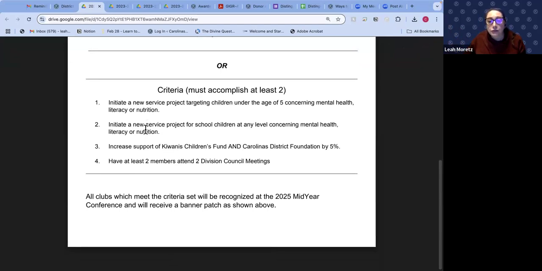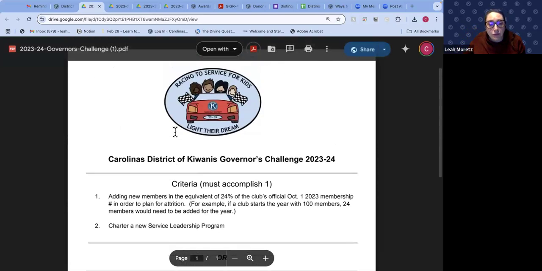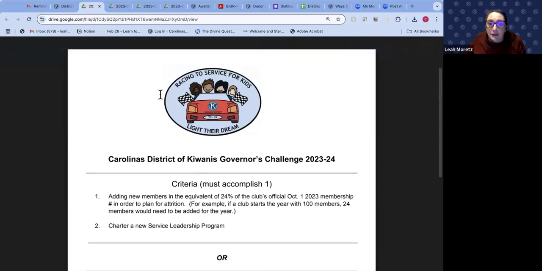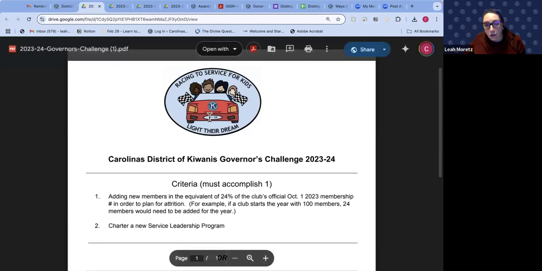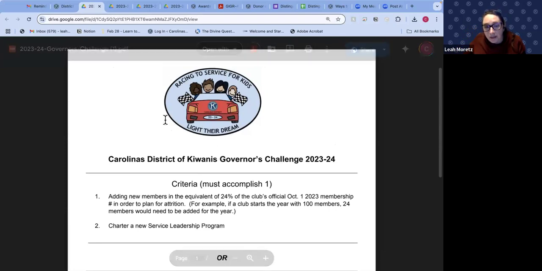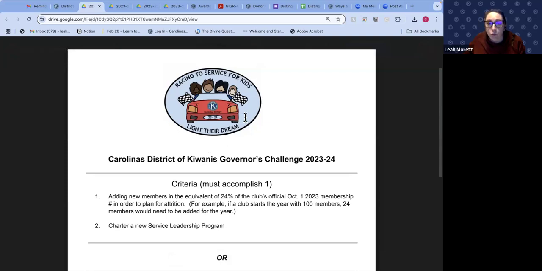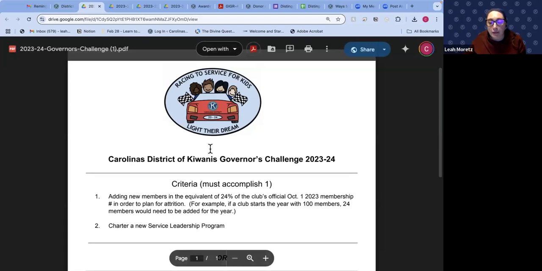Increase support of the Children's Fund itself and the district foundation by 5% of your previous donation, or have at least 2 members attend 2 division council meetings that your lieutenant governor would have hosted. This application was due by November 15th, and we'll open it up through November 30th. If you can do these, we suggest you go ahead and submit. You'll receive a patch that looks like Racing to Service for Kids and says Governor's Challenge 23-24 on it. Any questions about the Governor's Challenge?